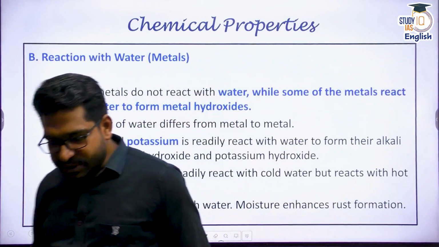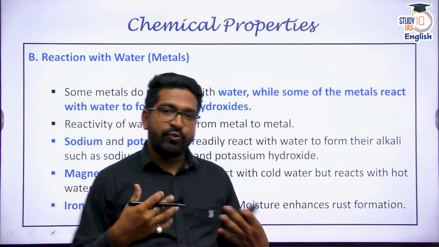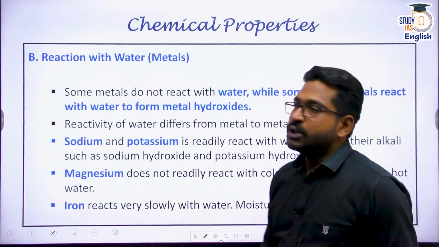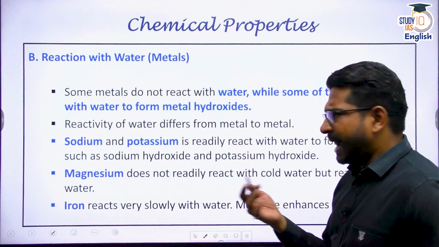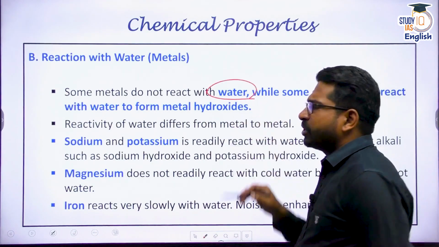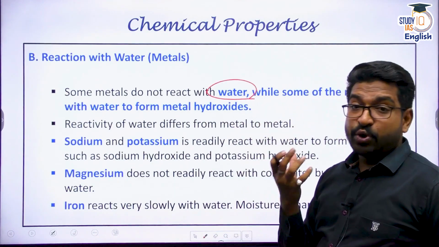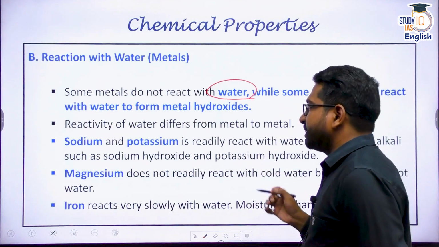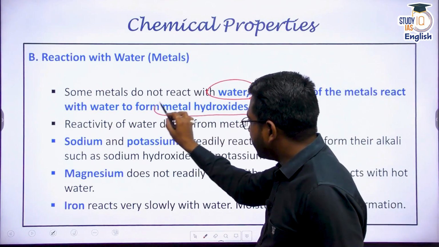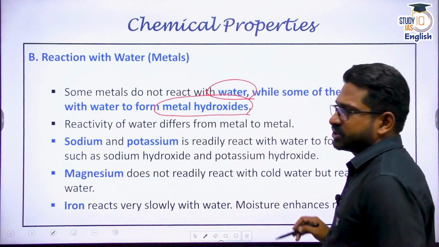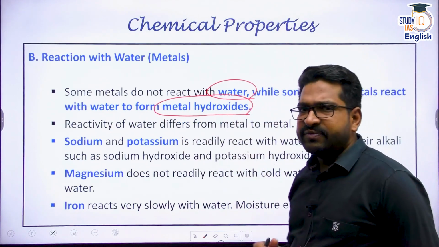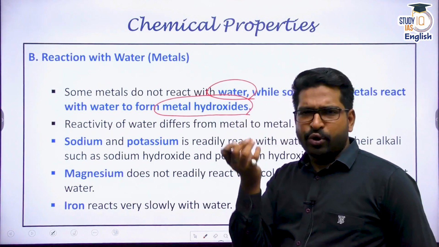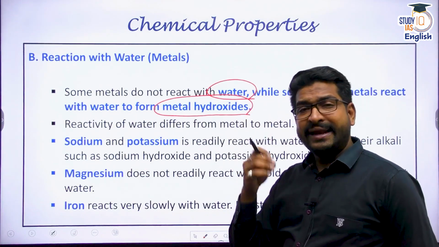Now, what happens when metals react with water? What happens when water and metals and non-metals mix? So some metals react with water. We know some metals react with water. Some metals do not react with water also. Both are possible. Now, whichever react, they form their metal hydroxide, right? Metal hydroxide. For instance, the reactivity of these metals depends on their electron configuration, basically, right? On their reactivity.